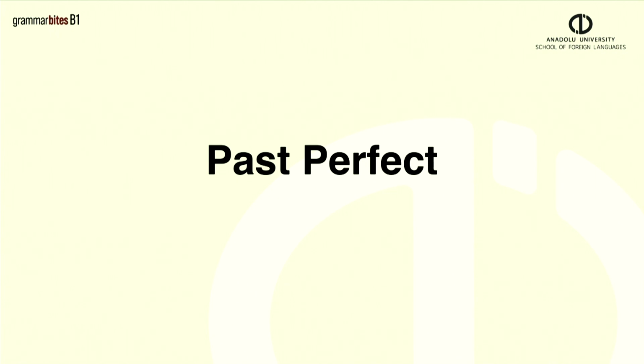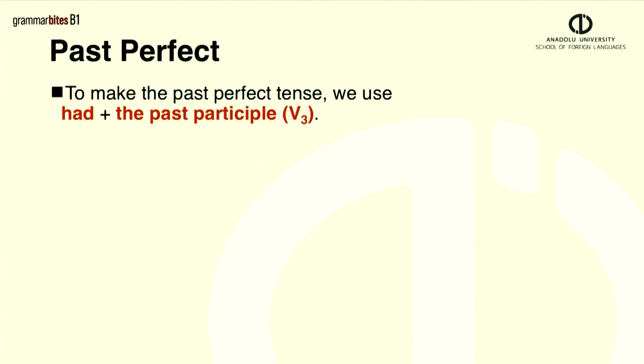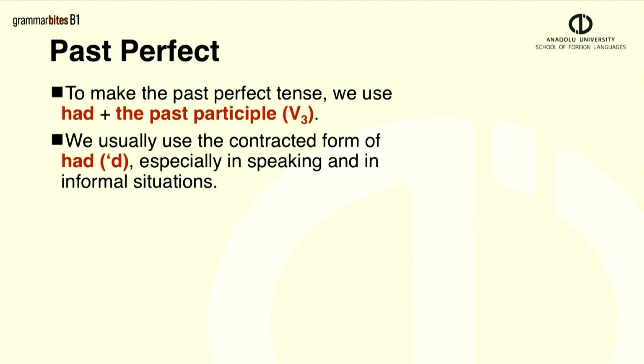So let's dive in. To make the past perfect tense, we use had plus the past participle of our main verb. The past participle is also known as verb 3. We usually use the contracted short form of had, apostrophe D, especially in speaking and in informal situations. Here's an example.